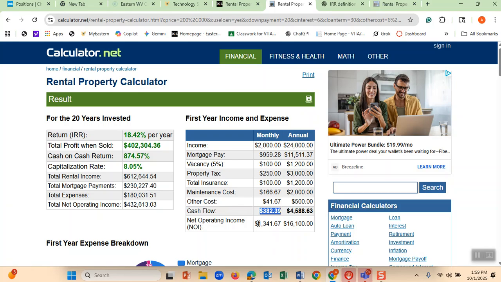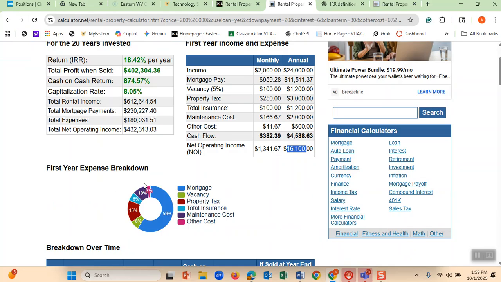This is the annual, and this is net operating income. Where does this net operating income, NOI, come from? You take this $2,000, forget about the mortgage, and subtract the rest of these numbers, $100, $250, all of these, from the $2,000. That is called net operating income. And of course, out of this net operating income, you have to pay $959 to the bank, and that's where this number comes from. And annually, it will be like this. And as you see here, it will show you the expenses that you have. Very nice chart and very nice graph.